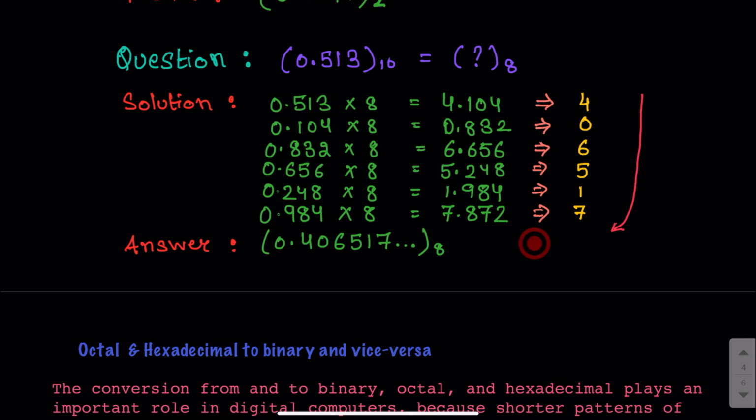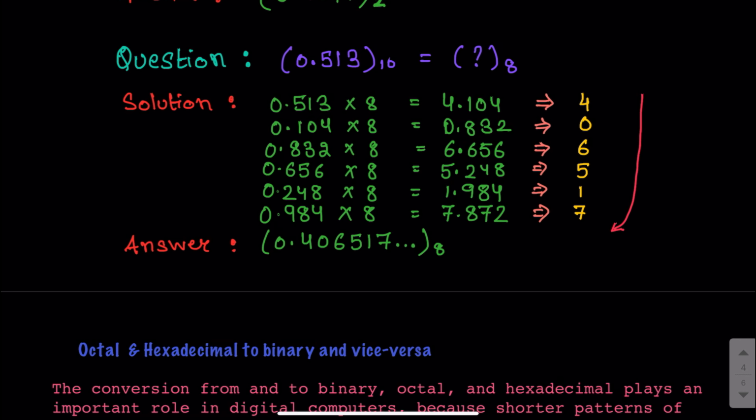But in this example, you can see that I'm not getting any zeros, or I don't know where to stop. So in such cases, you can do the conversion up to a significant number of places. Like I have obtained somewhere around 6 digits, and hence it is more than enough. Thus, I can stop at this point, and to represent my answer, I can say 0.406517, and then I put dot dot dot to signify that this can continue further as well.